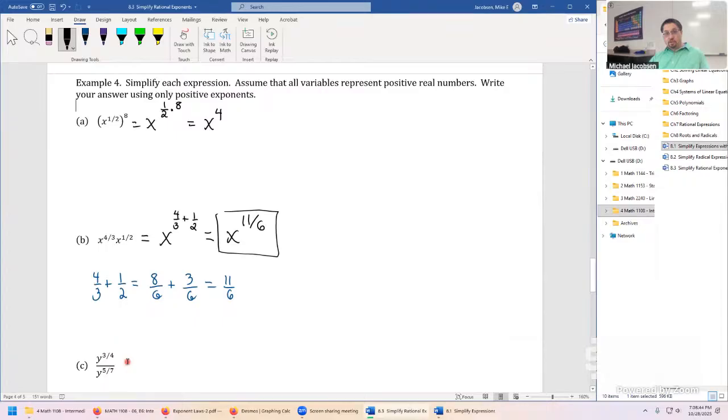Same idea on the one below. Here we're going to be using the quotient rule. But any questions at the moment?